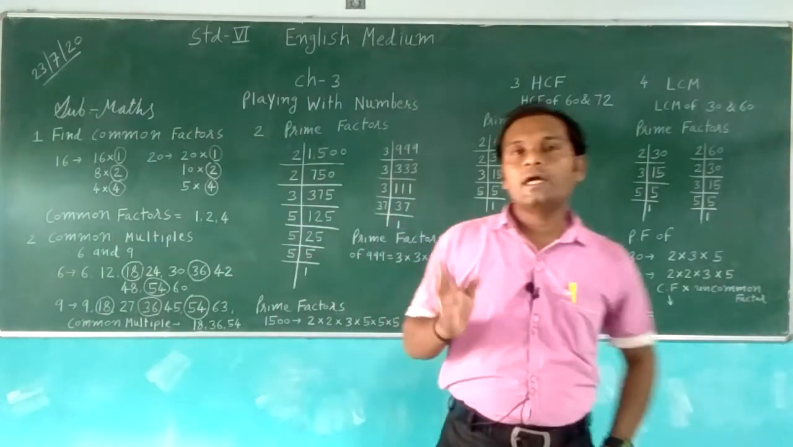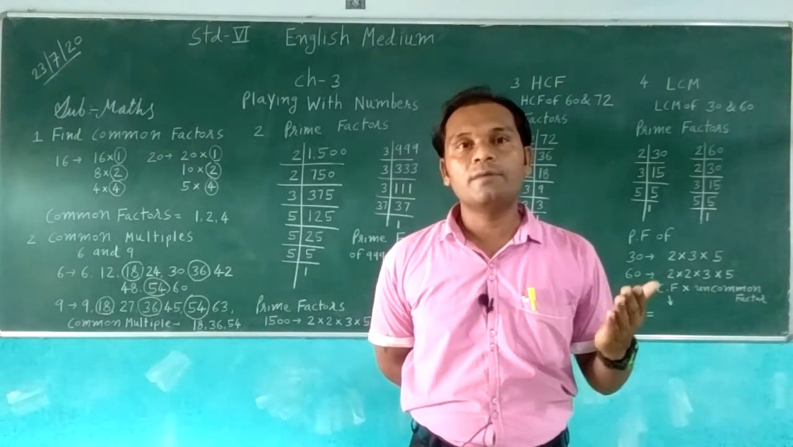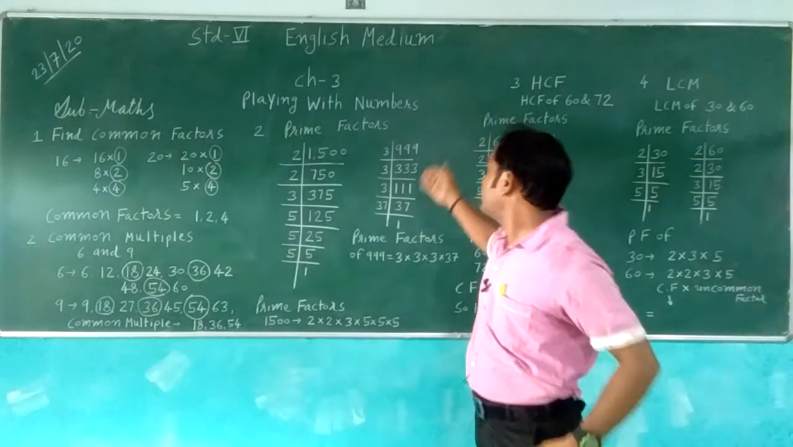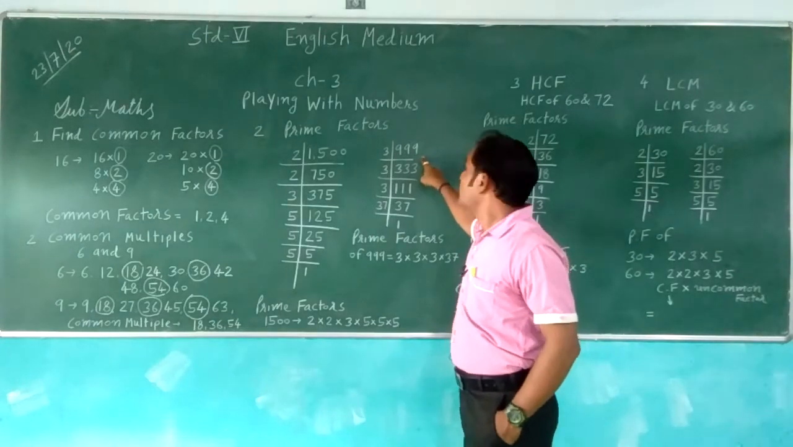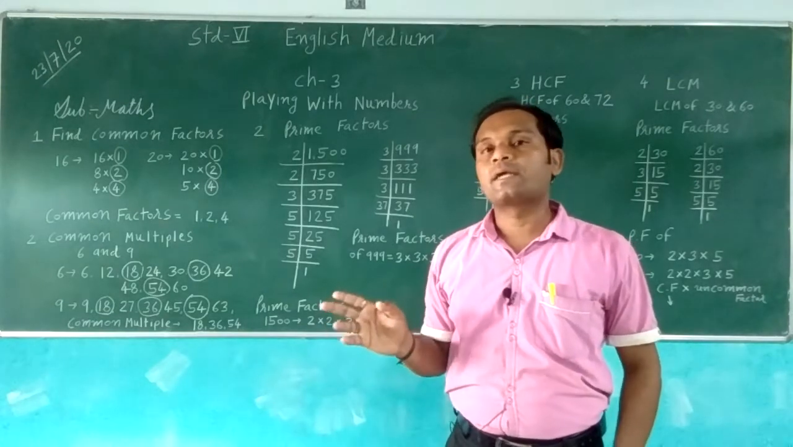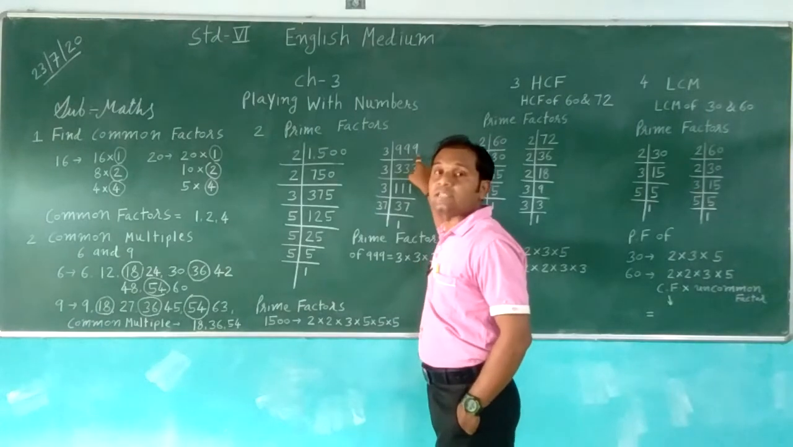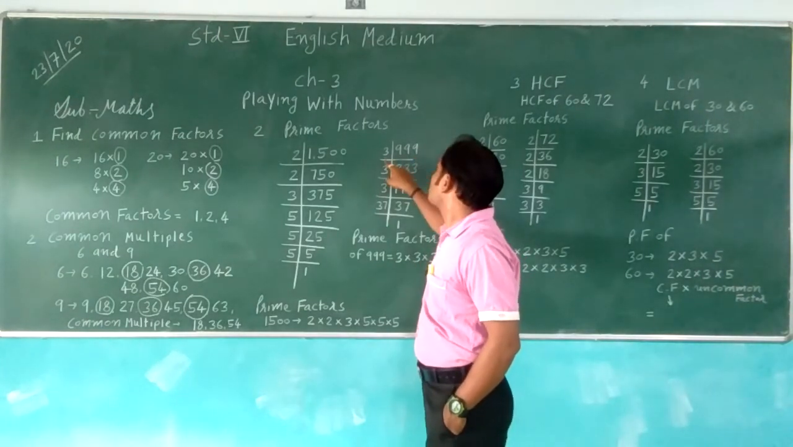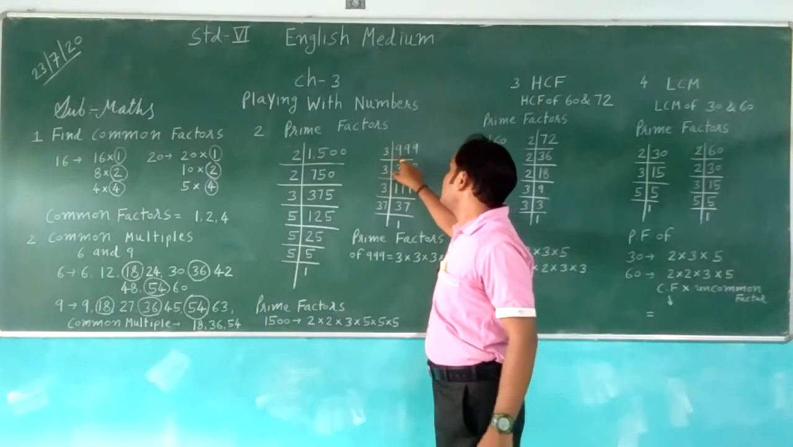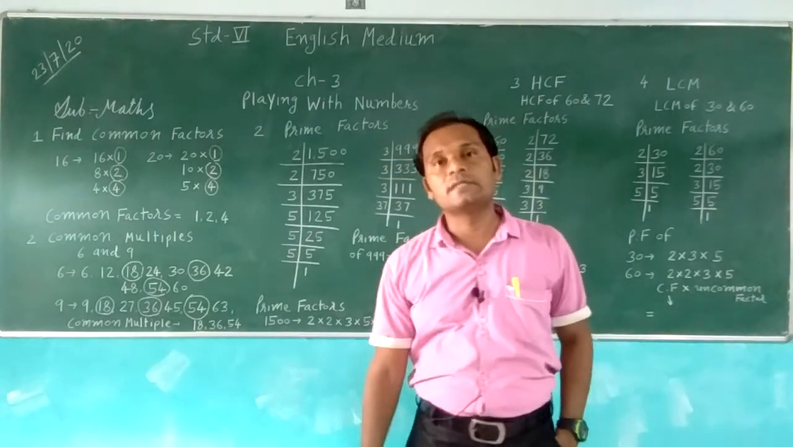Now we are told that we need to take the largest 3-digit number. The largest 3-digit number is 999. We have taken this number, and we need to find out prime factors of 999. The last digit is 9, so it can't divide with 2, so we are dividing it with 3. When we divide 999 with 3, we'll get 333.